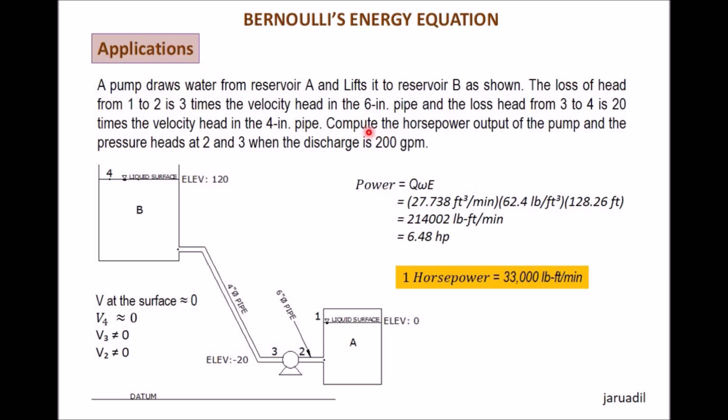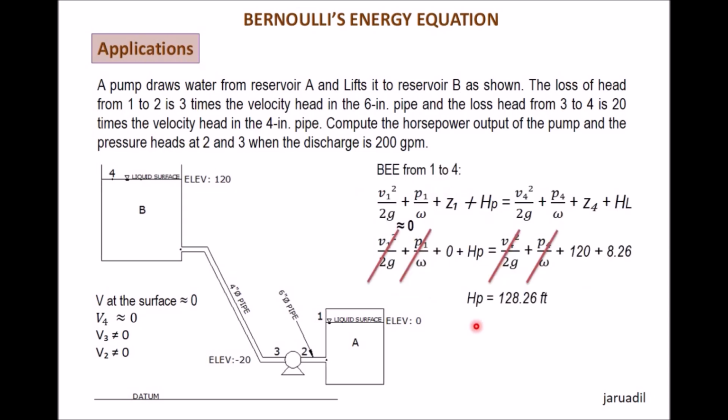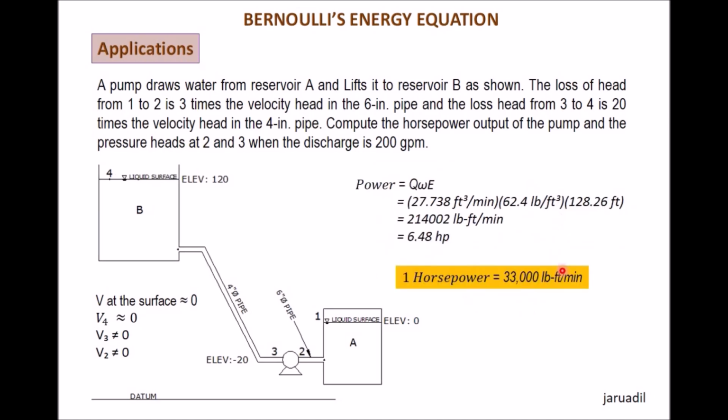Now the power of the pump can be computed using this equation. Power is equal to Q gamma H. Q equal to 27.738 cubic feet per minute. And for water, the specific weight is 62.4 pounds per cubic foot. And the computed H, the pump head, is 128.26 feet. So the equivalent power of this one is 214,002 pound-feet per minute, or that is equal to 6.48 horsepower. Knowing that 1 horsepower is equal to 33,000 pound-feet per minute.